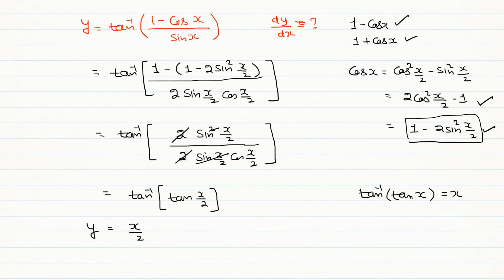So actually I am left with this question. This question actually turned to just y is equal to x by 2. And since the objective was to find out dy by dx, so let's go ahead. Finding dy by dx for x by 2 will give you just 1 by 2 because the derivative of x would be 1.